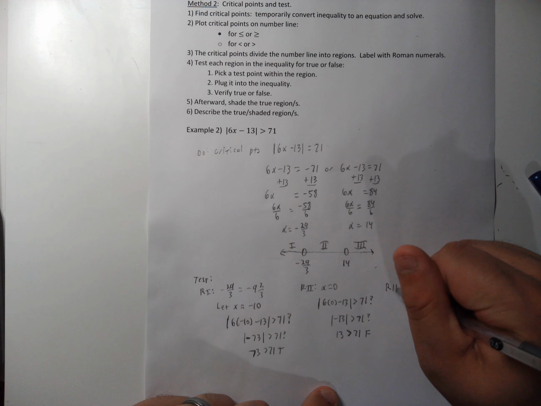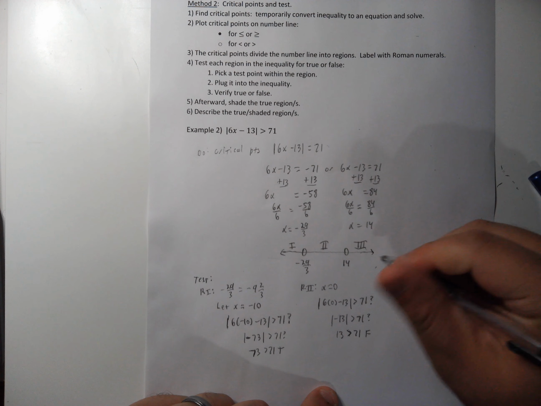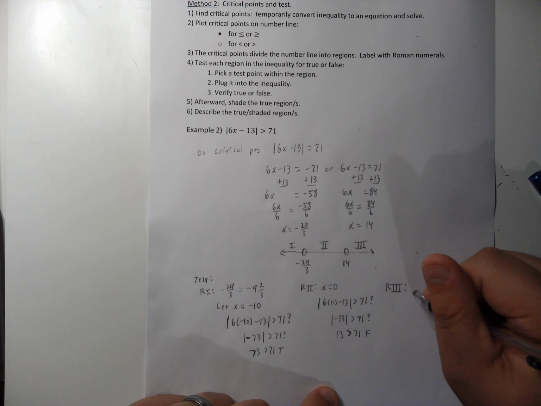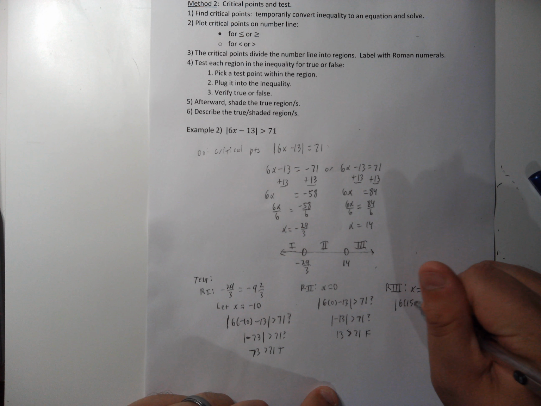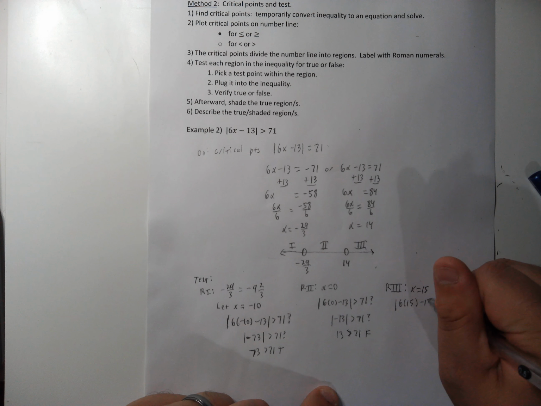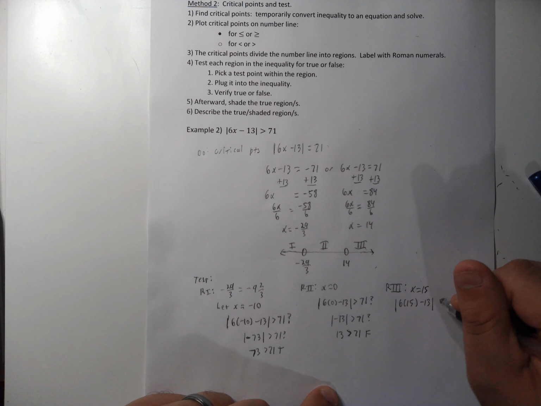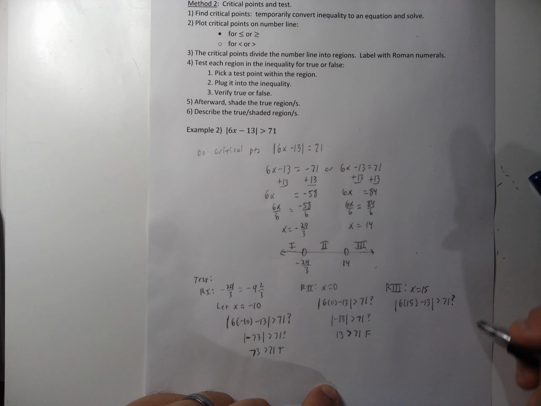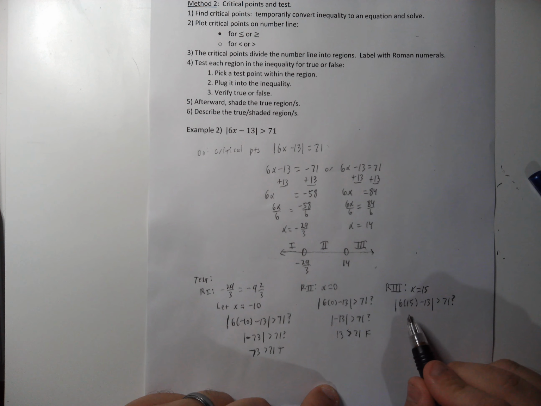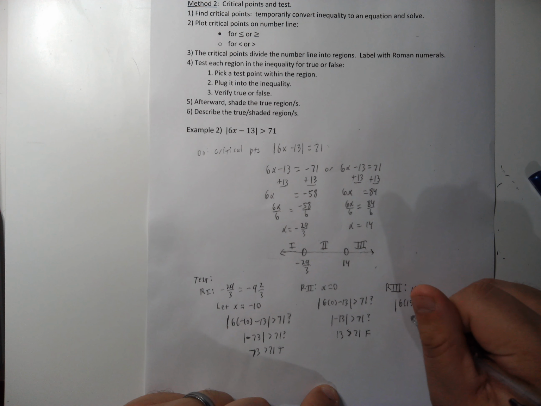Region 3. I could use anything that's greater than 14, so I'll do 15. I want to know if the absolute value of 6 times 15 minus 13 is greater than 71. So 90 minus 13 is 77. Absolute value of 77 is 77. 77 greater than 71 is true.